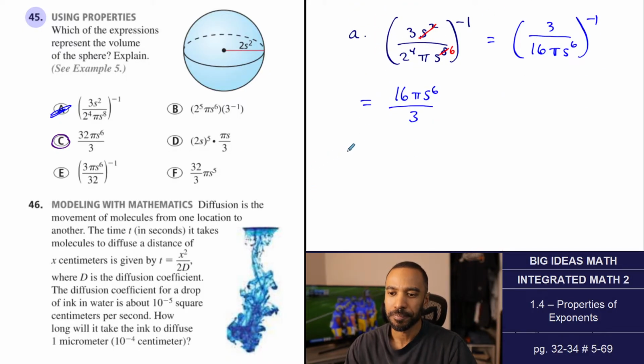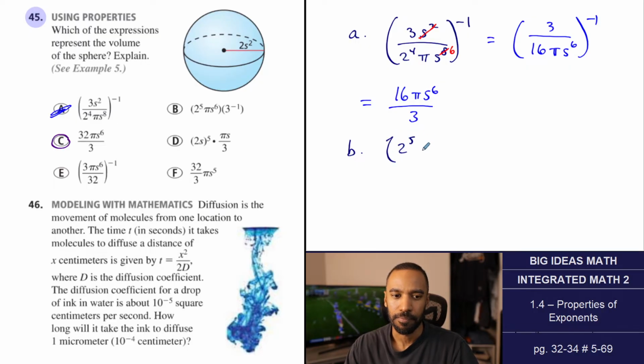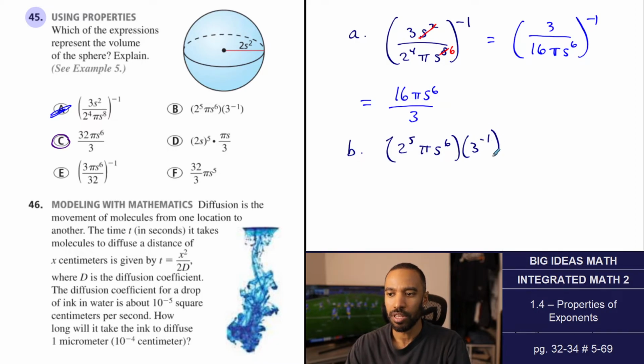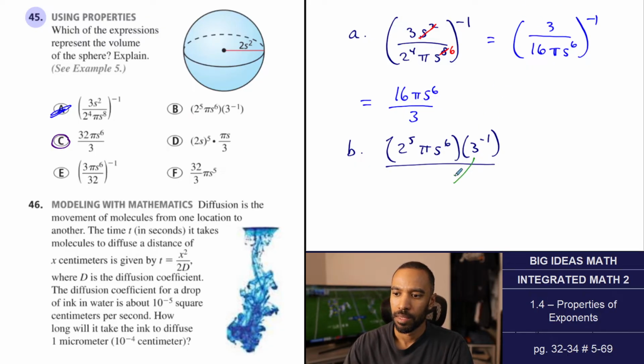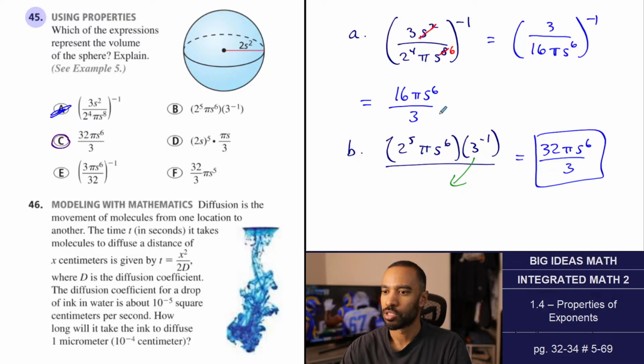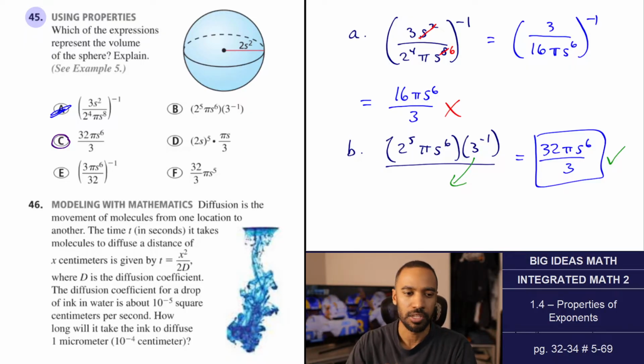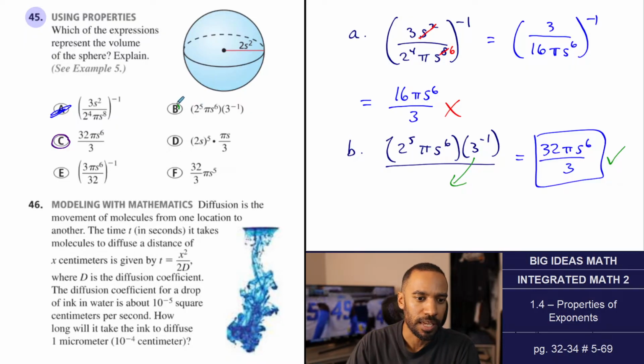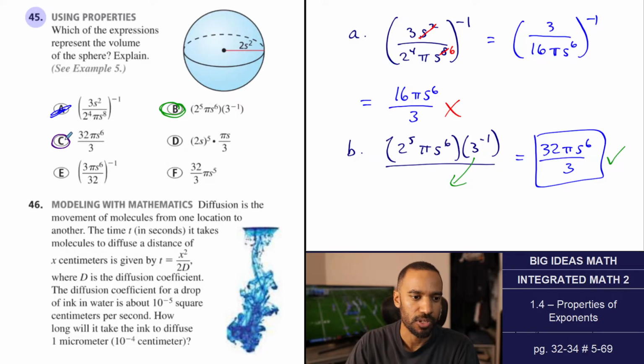So B, we have 2 to the 5th pi s to the 6th times 3 to the negative 1st. And really all I have to do is just take care of 3 to the negative 1st, which goes down to 3 to the positive 1st, and 2 to the 5th is 32. So you get 32 times pi s to the 6th over 3. So A was a no-go. B is a yes-go. B does work. So B is correct. So we do have B. We already saw C, which is the most simplified of them.